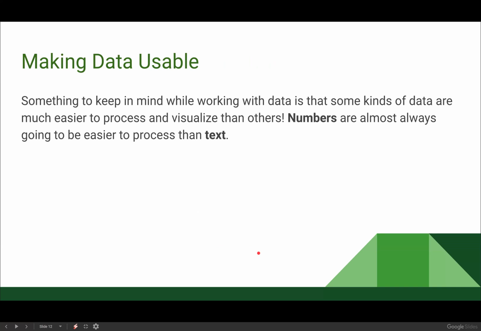Now, keep in mind, while we're working with data, some kinds of data are much easier for both us and computers to process and to visualize than others. So if we're working with numbers, that is almost always going to be easier to process than text is. So if we can somehow make our data be numbers, or turn it into numbers, or correlate it with numbers, that's going to make it way easier to process.